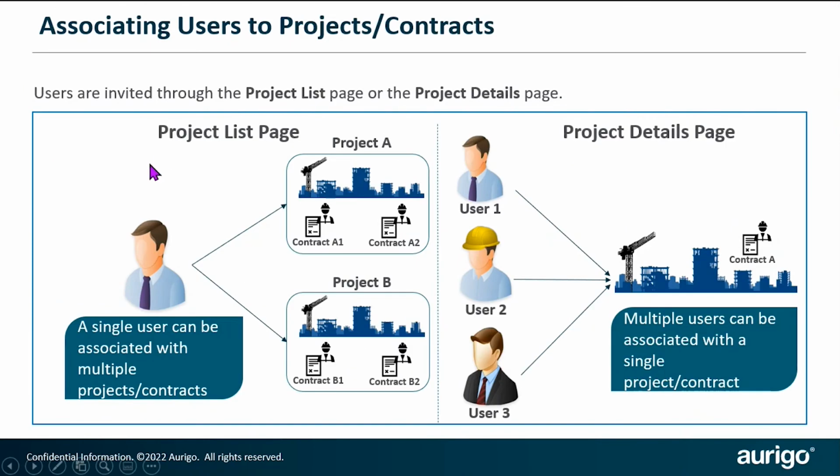You can invite people through the list page and a manage user function. This would allow you to take a single user and associate them to numerous projects and or contracts within those projects. You can also go to the project's detail page, and this is usually done by the project manager when they're setting up the project to identify who their users are and what roles they're going to perform related to that project and any contracts under that project.